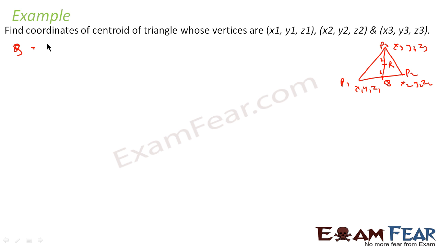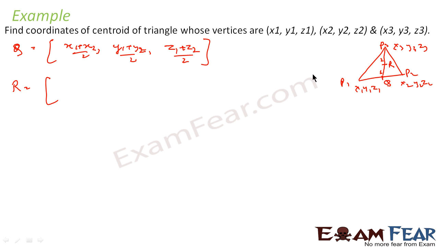Correct. So Q will be (P1 plus P2) by 2 because it is a midpoint here. So Q will be nothing but ((x1 plus x2) by 2, (y1 plus y2) by 2, (z1 plus z2) by 2). This is the value of point Q. Correct. Now we have this point Q and we have this point P3. Now P3 and Q are divided in a 2:1 ratio. Now we have to find the value of R.